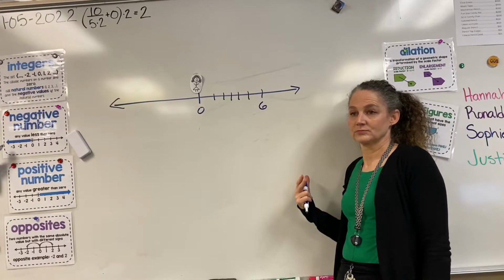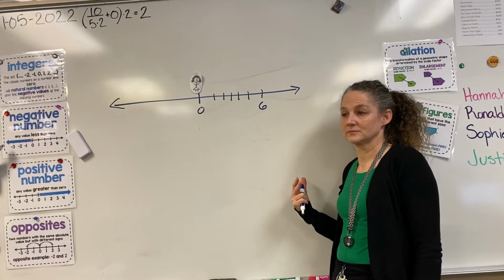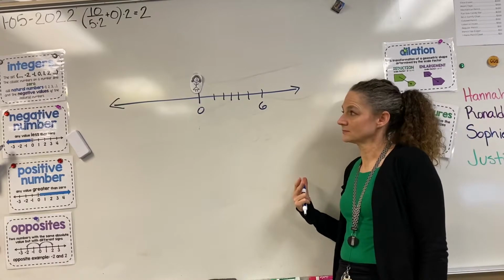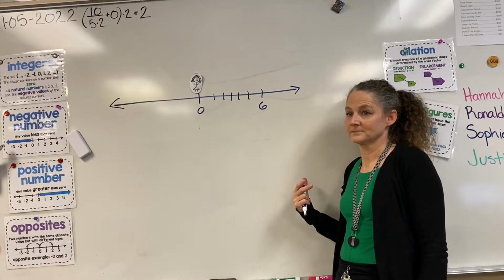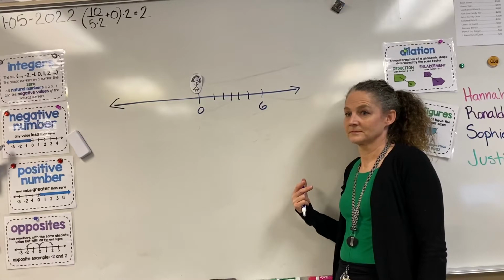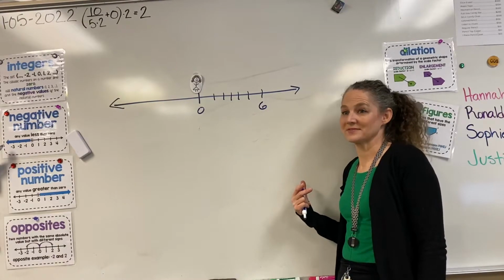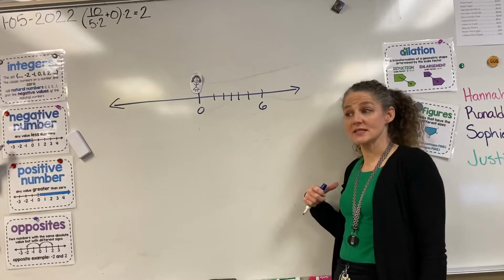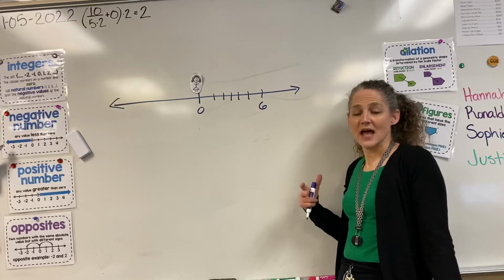Like, oh, I forgot the word. It's like the opposite of negative. Positive. She goes positive. 6 in the positive direction. Positive. Okay. Zach, how would you describe it?